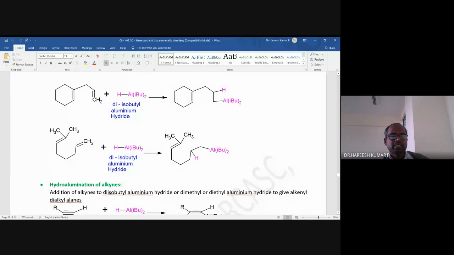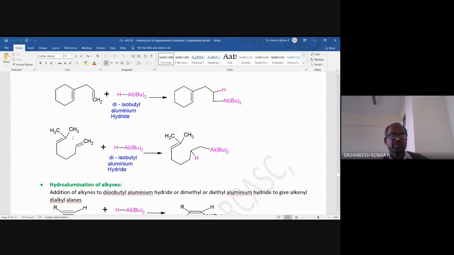So this carbon is the more substituted carbon. This carbon is the less substituted carbon. In other words, this carbon is the hindered carbon and this carbon is the less hindered carbon. So H minus will add to this more hindered carbon. Aluminum will add to the less hindered carbon. So that is how a product is obtained. Look here, I am taking one more example.